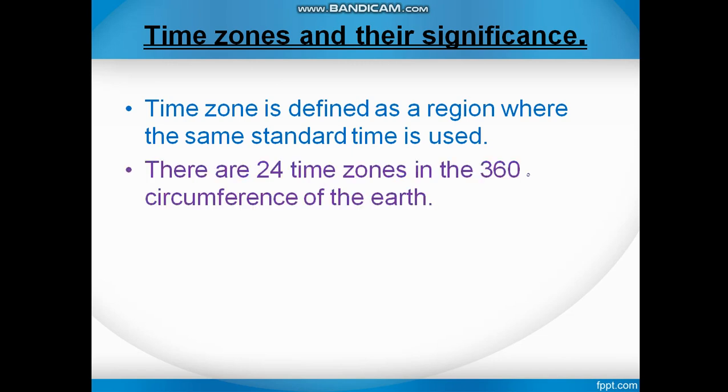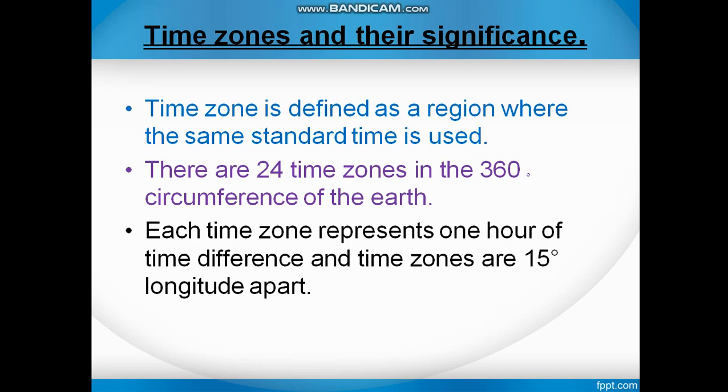There are 24 time zones in the 360 degree circumference of the earth. Each time zone represents a 1 hour time difference, and the time zones are 15 degrees longitude apart. So each time zone is an hour apart from each other, and 15 degrees longitude apart.